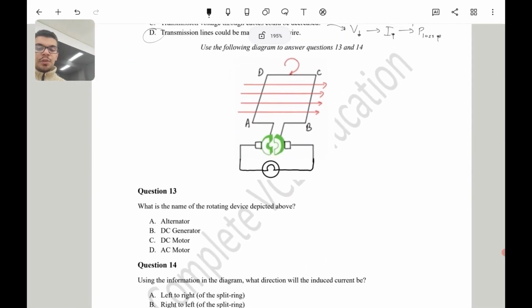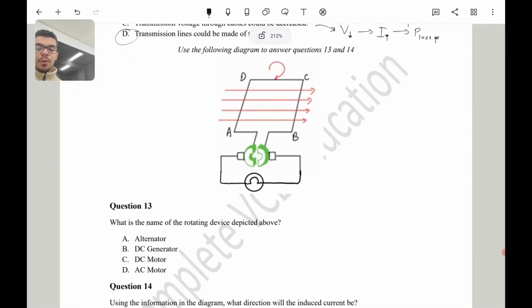Okay, question 13. What is the name of the rotating device depicted above? Interesting. So in here, we know that we have a split ring commutator.